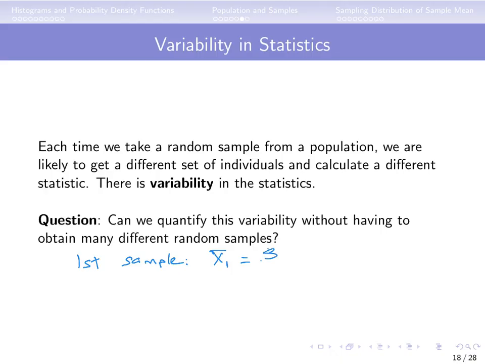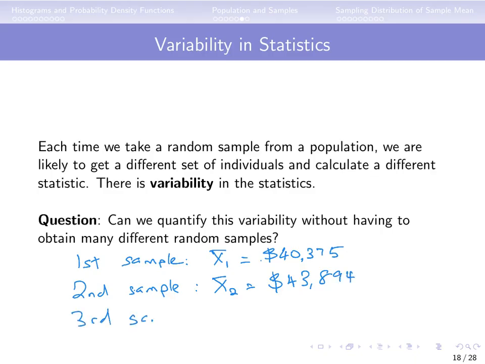So maybe this group will say 40,375, and then we take another random sample, all of the same size. So let's say all these random samples were samples of size 500. This other group, maybe 43,894. And then you have a third sample, and then you have a sample mean, and this is calculated as 45,689. And then you keep repeating this until you get many, many different samples.